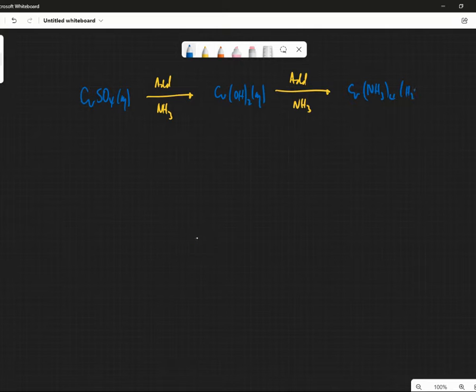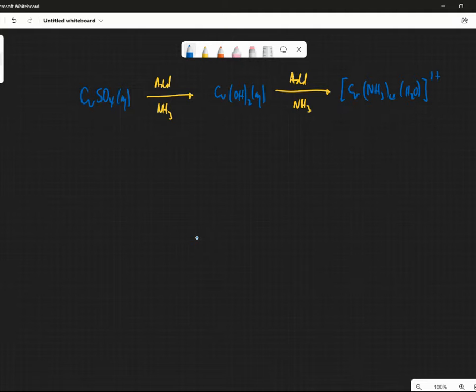I'm going to have some copper sulfate solution. And then to the copper sulfate solution, I'm going to add ammonia. Look at that. And then I'm going to get copper hydroxide, because that's a precipitate. And then I'm going to add more ammonia, and then I'm going to get some weird stuff. I can't remember what I'm going to get. I'm going to get 4 of those and 2 of those, and I'm going to get that.